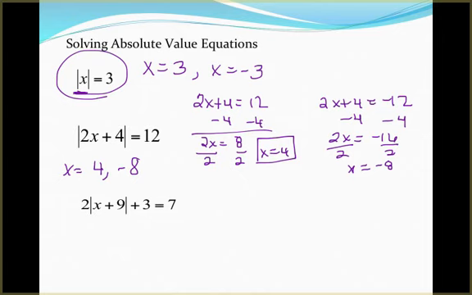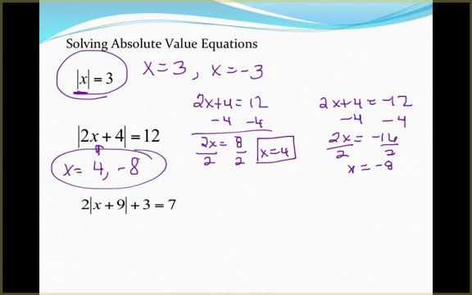So substitute in very quickly. If I put 4 back into this original problem, 2 times 4 would be 8. 8 plus 4 is 12, and the absolute value of 12 is 12. Put in negative 8. 2 times negative 8 would be negative 16, plus 4 would be negative 12. The absolute value of that would be 12. So both of those are our solutions.